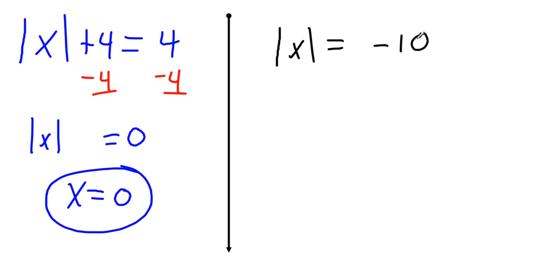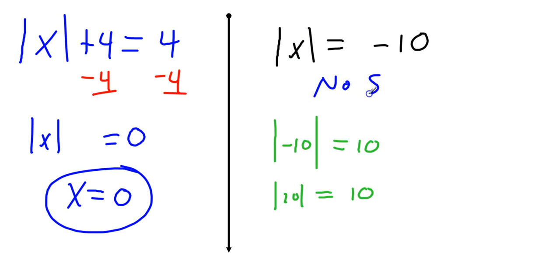So with absolute value, there's not a negative distance. If you do the absolute value of negative 10, how far is negative 10 away from 0? It's 10 units, right? So the absolute value of negative 10 is just 10. If you do the absolute value of 10, that's also just 10. So basically, you cannot take the absolute value of anything and get a negative number outside the absolute value. So if you ever get absolute value of x equal to a negative number, when you get finished, that's always going to be no solution.